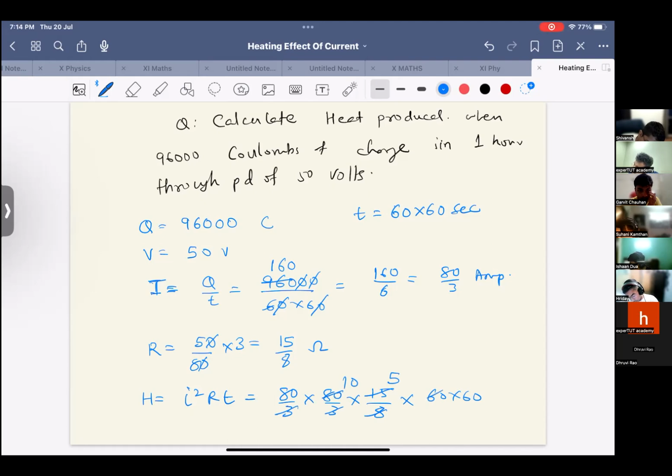Right, and 320. So you have 8 zeros, count them, okay? Zeros: 1, 2, 3, 4. Okay, and so it is 8 into 5 into 2 into 10 power 4, right? Okay, and this 5 into 2 again, it is 8 into 10 power 5 joule.